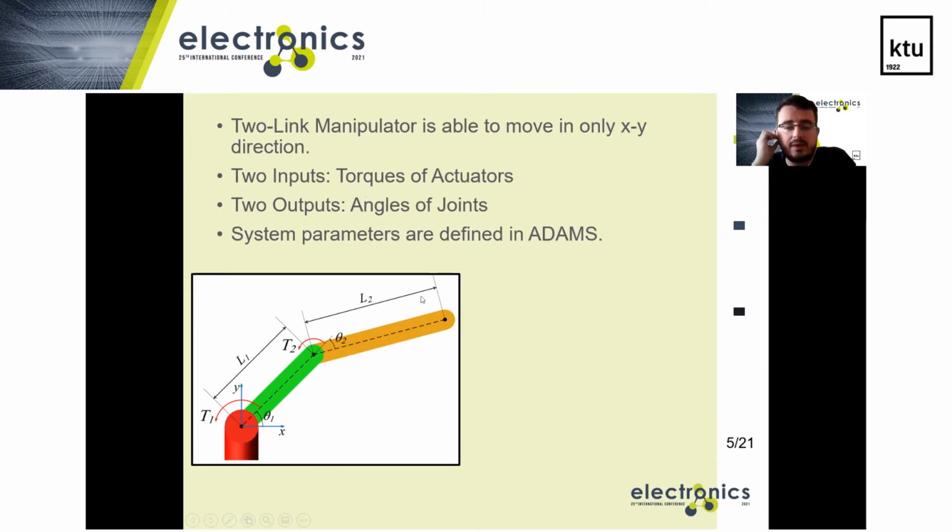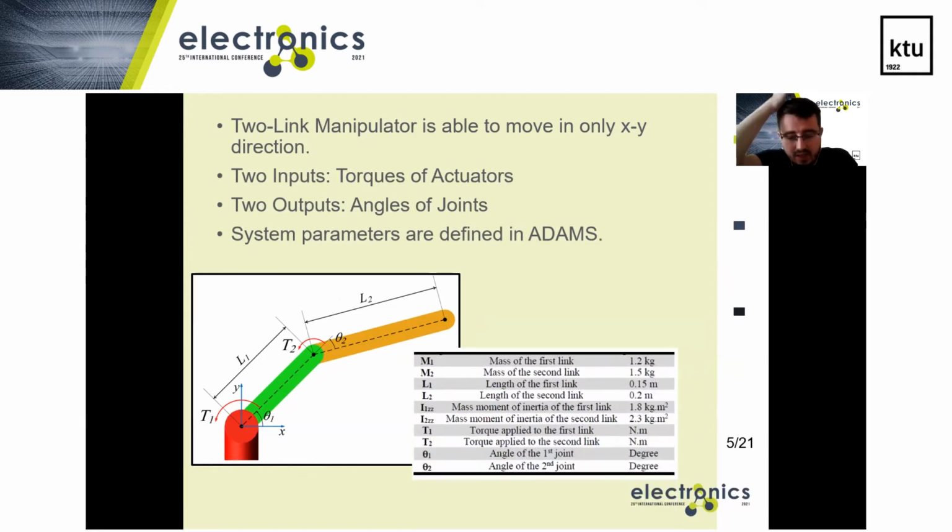There are some system parameters for the robot manipulator. These system parameters are defined in Adams. You can see in the table, for example, the mass of the links or the length of the links, and the units of the torque and angle of the joints. All these parameters are defined in the Adams environment.